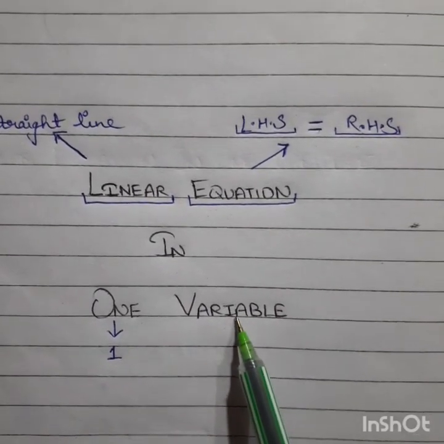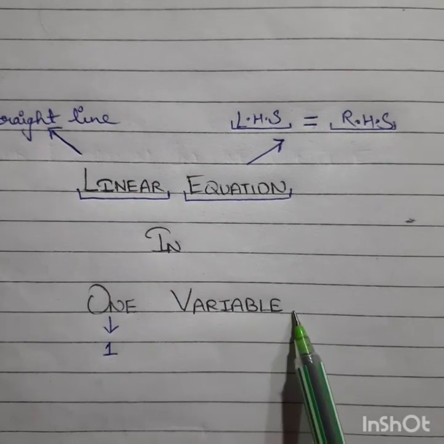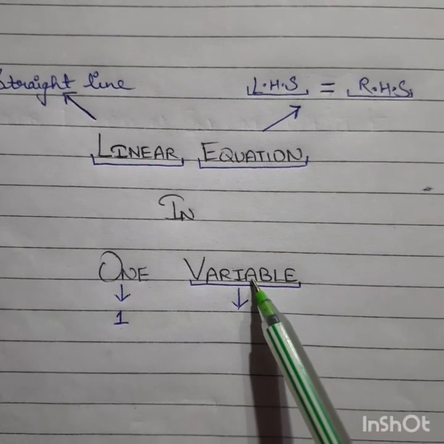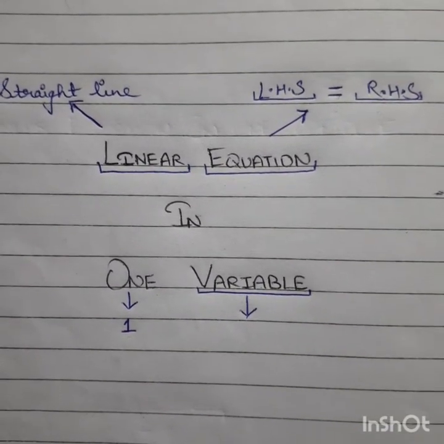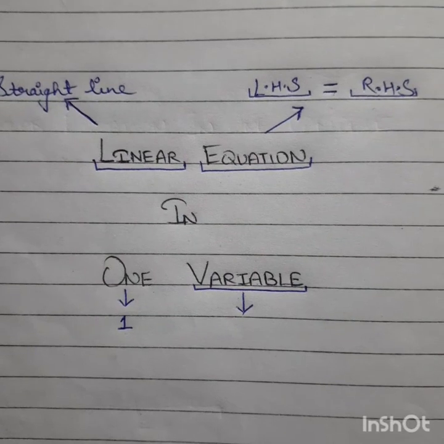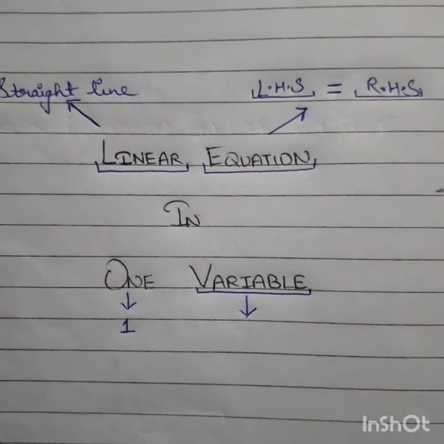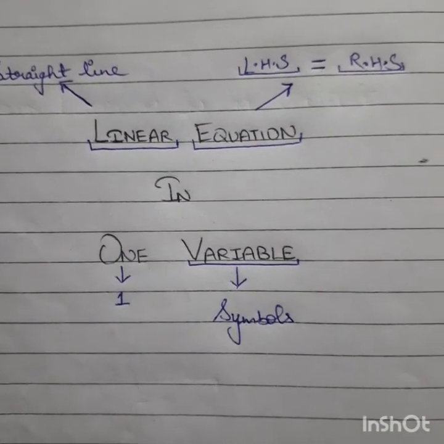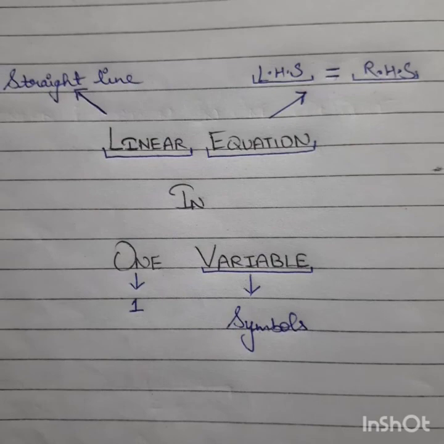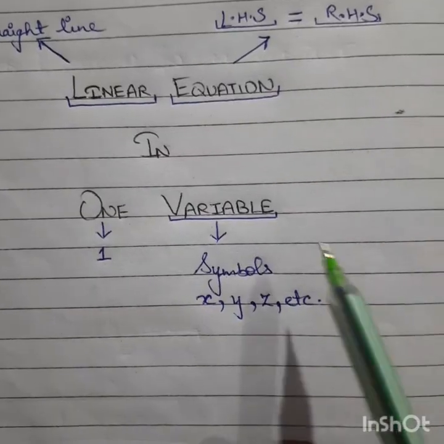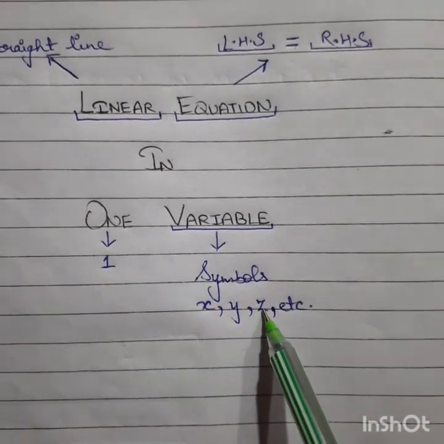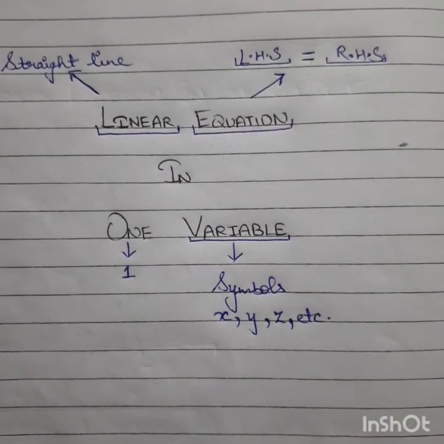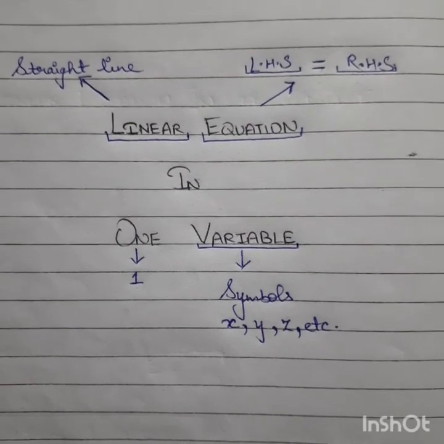Now moving on to the meaning of the last term, that is variable. Students, please recall the term variable, you must have heard it many times even in computers and many more subjects. But in terms of maths, it simply means symbols. Yes, students, it simply means symbols, and those symbols can be in any form such as X, Y, Z, etc. Many more symbols can be used in order to represent a variable in an equation.